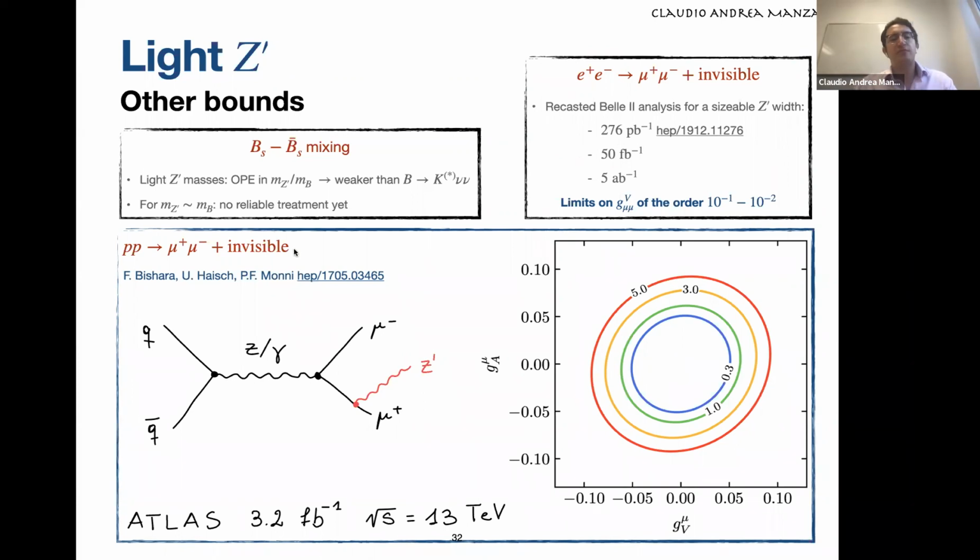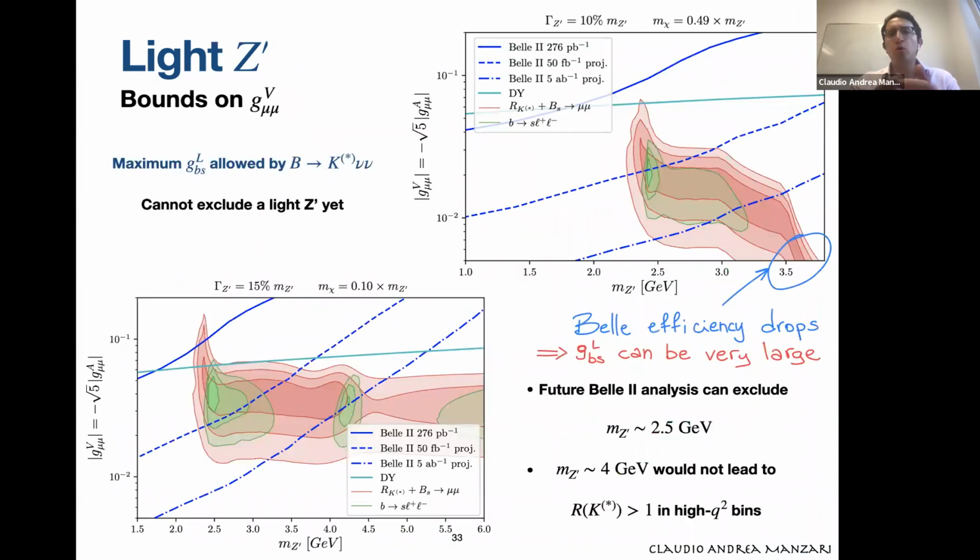And finally, we have data from Drell-Yan proton-proton into μ+ μ- plus invisible. Here, Bishara, Haisch, and Monni could put bounds on Z' models, studying the modification of the Z line shape in this process due to the final state radiation of a Z'. And here you can see the result that they obtained for vector versus axial coupling for different masses of the light Z'. Now, taking all these bounds together, we can look at the results in two alternative ways.